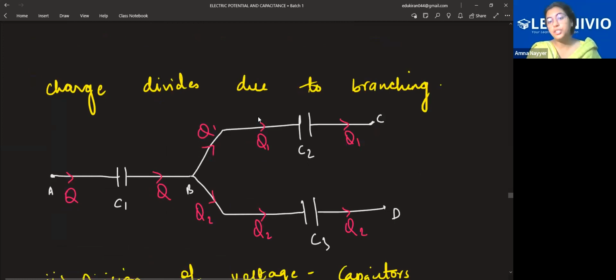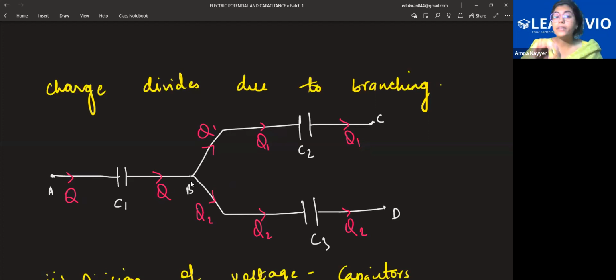But charge divides due to branching. Suppose this was coming. Here at this point, a branch has been made from the same wire. Then we say the charges can divide themselves. Charges have the ability to divide only when branching comes. So when I say this capital Q was coming, look here, capital Q charge was coming from this point A. C1 was the capacitor that came on the way. Nothing happened. Whatever charge was present on the first plate, after getting induced, it is the same amount of charge which is coming here. Fine.